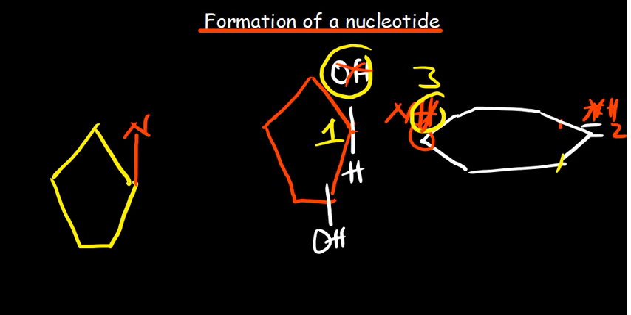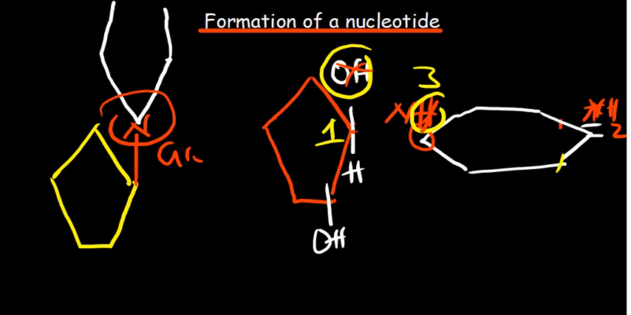So there is going to be on top now what we're going to have is basically the structure of the nitrogenous base. Okay, so that's why it's even called a nitrogenous base. So that bond there is called a glycosidic bond.